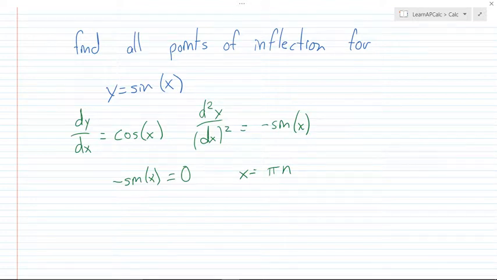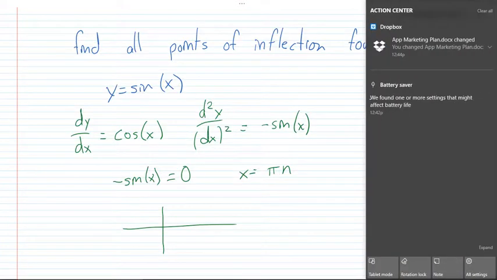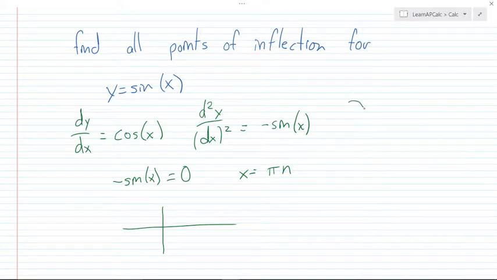Okay. And so now we need to do the second derivative test to make sure that this is in fact a point of inflection and that we're not doing this, where we're staying at concave up, but our concavity reaches 0 at some random point.